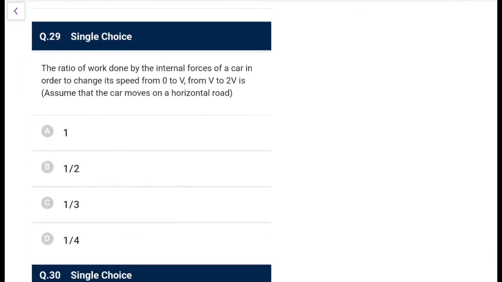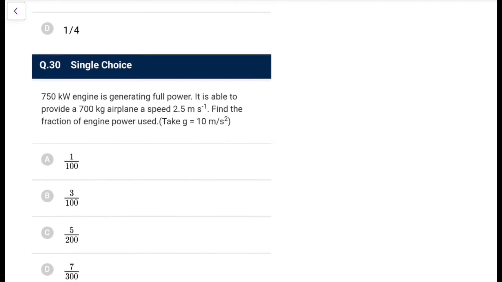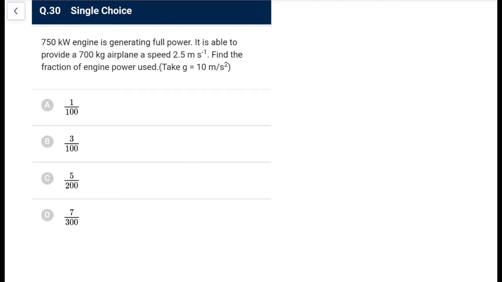Next one. The ratio of work done by the internal forces of a car in order to change speed from 0 to v and v to 2v. Again, we have done it. The ratio would be 1:3. We have done it just in the question above, so you can make it out from there.